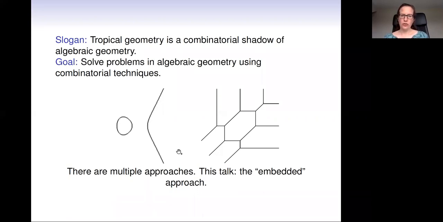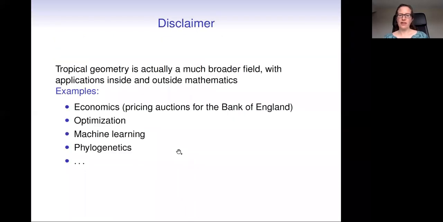I should also, though, have a disclaimer that, I just said on the previous slide, tropical geometry is a combinatorial part of algebraic geometry. Really, it's a much broader field with applications inside and outside mathematics. We're not going to touch on them so much at the start, at least in the currently planned part of this lecture series, but they are really fascinating and interesting, and I encourage you to investigate them. So I'll just throw out a few words to give an idea.